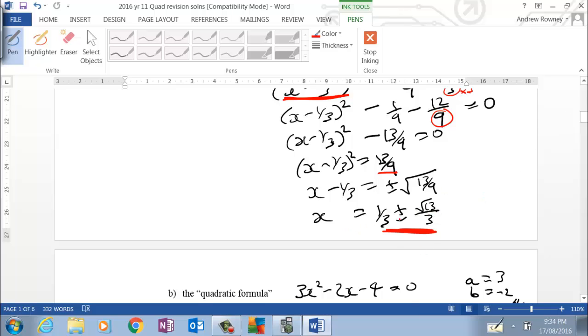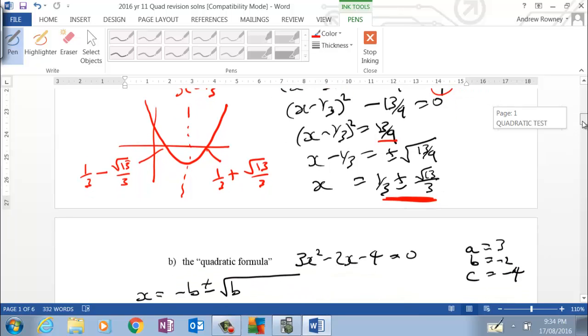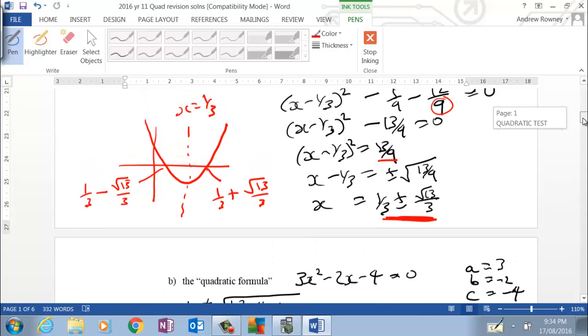Whenever you have surds, they always appear in conjugate pairs, because, for example, if you've got something like this coming down, this here is a third plus the surd, and this one here is a third minus the surd. So that means that in between, this is x equals a third, because you've got a third plus something and a third minus something. Quadratics are symmetrical, so it's always like that.